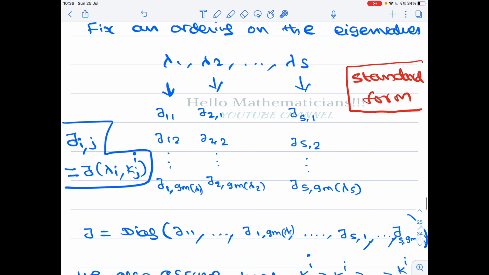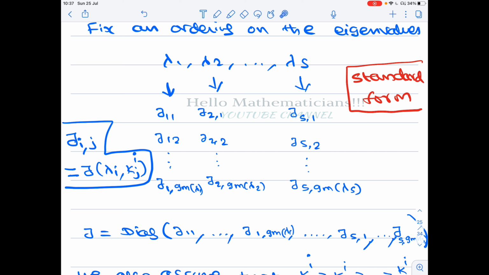Now the first index says which eigenvalue this block corresponds to, and the second index just says whether it is the first block or second block corresponding to this eigenvalue. So all these blocks correspond to the first eigenvalue. Now we assume that the sizes of the blocks are decreasing. By assuming that the sizes of the blocks are decreasing, we can uniquely specify the Jordan matrix.